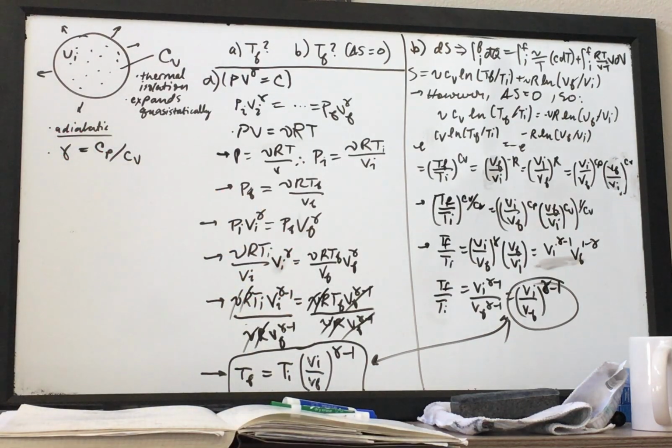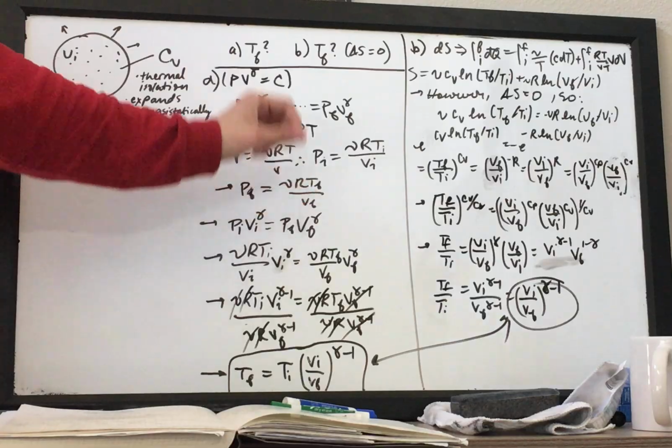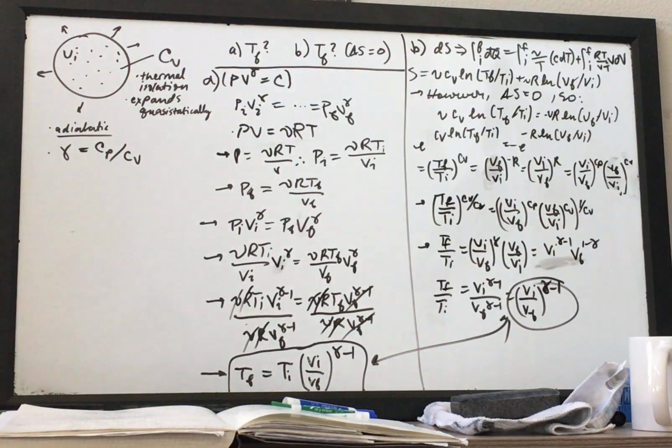Now, I think the solution manual actually has it where we have V final over V initial, and then 1 minus gamma for the exponent, but either way, it works mathematically, unless I've just fundamentally screwed up my concept of how exponentials work. So I'm going to just skedaddle over to the other side.